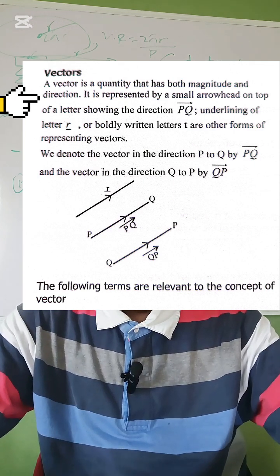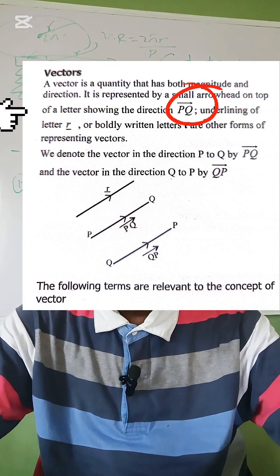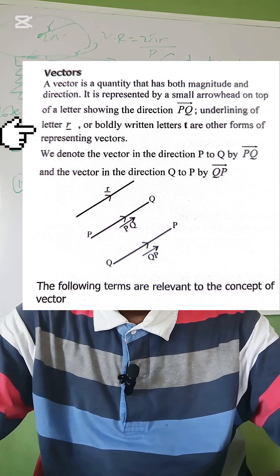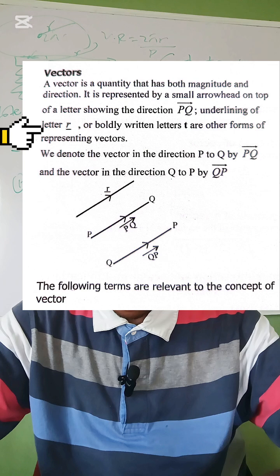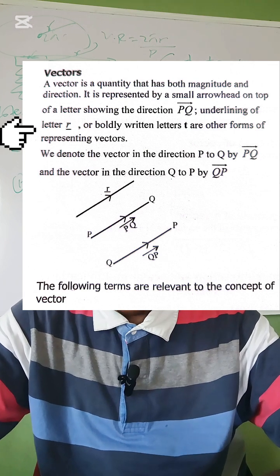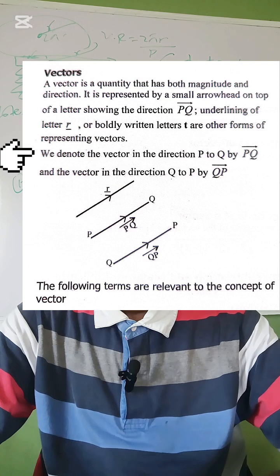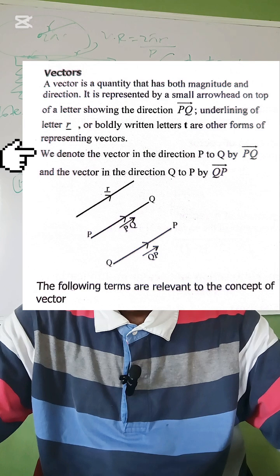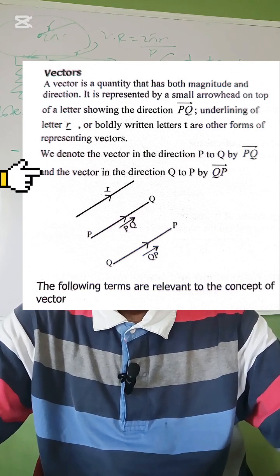Okay, it's on top of a letter showing the direction PQ. You can see the arrow on the head of the PQ here. Underlining a letter R, you can write it as letter R and underline it, that's another way. Or boldly written letters are other forms of representing vectors instead of the arrow. Now, we denote the vectors in the direction P to Q by PQ with the arrow, and the vectors in the direction of Q to P by QP.